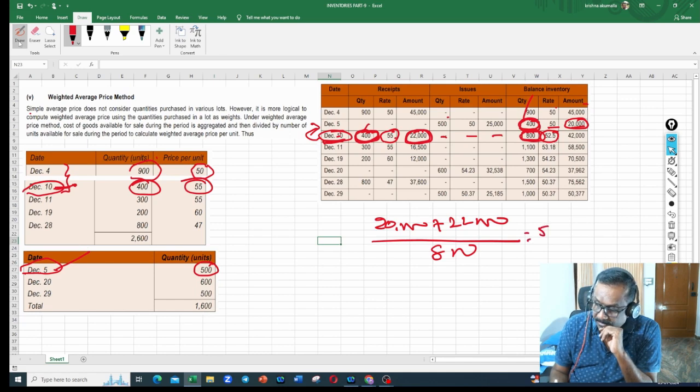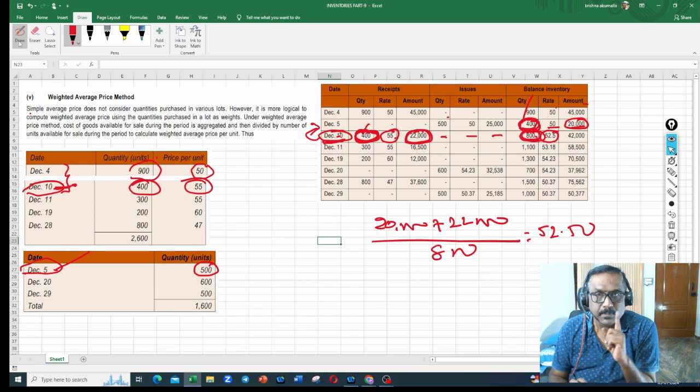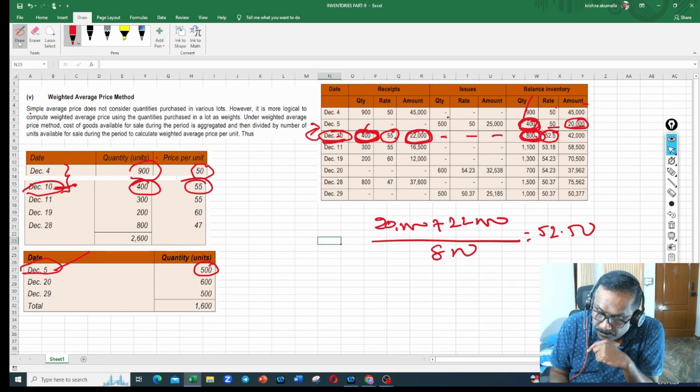I am repeating again. How did we get this? This 400 quantity first you need to take into account. And what is the latest quantity we purchased? 400. 400 plus 400, 800. We have to keep it here, number one. Then we have to put the price.